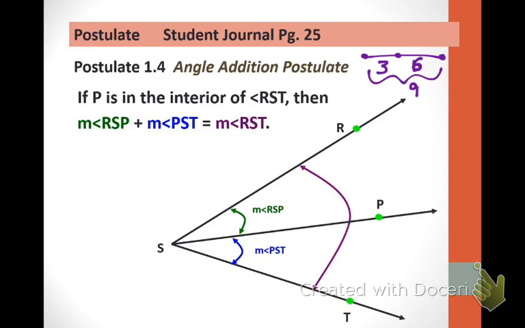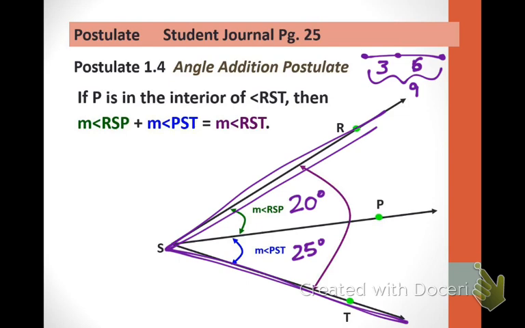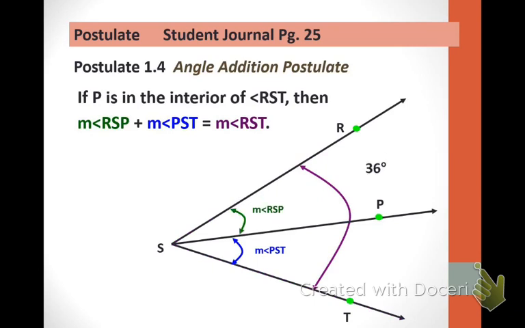So an easy example, if this angle was 20 degrees and this angle was 25 degrees, what would the measure of the entire angle be? 45, because 20 plus 25 is 45. So that's the property you just wrote down. Okay? So if this one was 36 and PST was 38, to find RST, you would add them together to get 74.